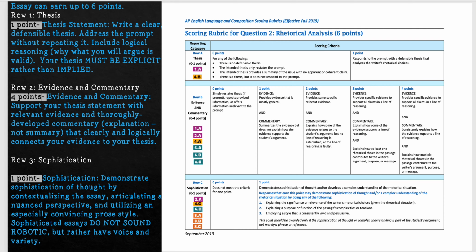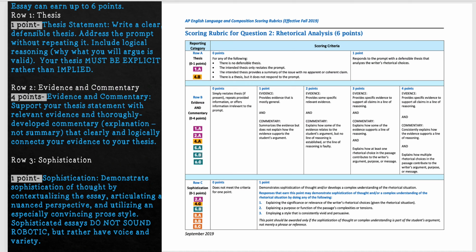The first point that you need to earn in the evidence row is to provide specific evidence to support all claims in a line of reasoning. Now, line of reasoning is new for AP Language this year. It's basically how a writer structures his argument with evidence and explanation to support all the claims. So your main claim is your thesis, and then all subclaims need to have their own evidence and their own explanation, and it all has to be structured logically so that the reader of your essay can follow your train of thought or your line of reasoning. So the first point is evidence.